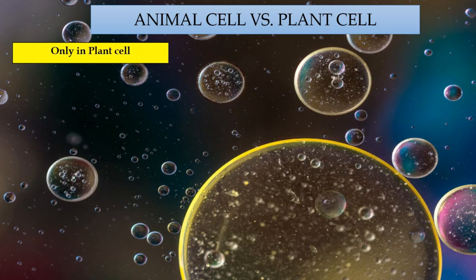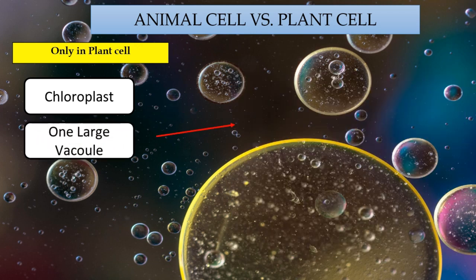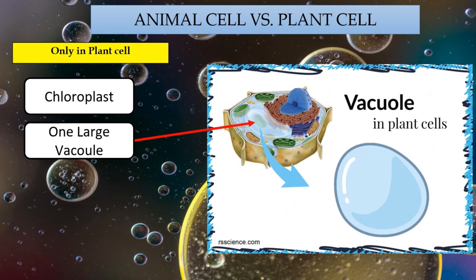Next are the characteristics of plant cells that are different from animal cells. First, plant cells have chloroplasts, which are needed for them to make their own food in the process of photosynthesis. Next, plant cells only have one large vacuole.